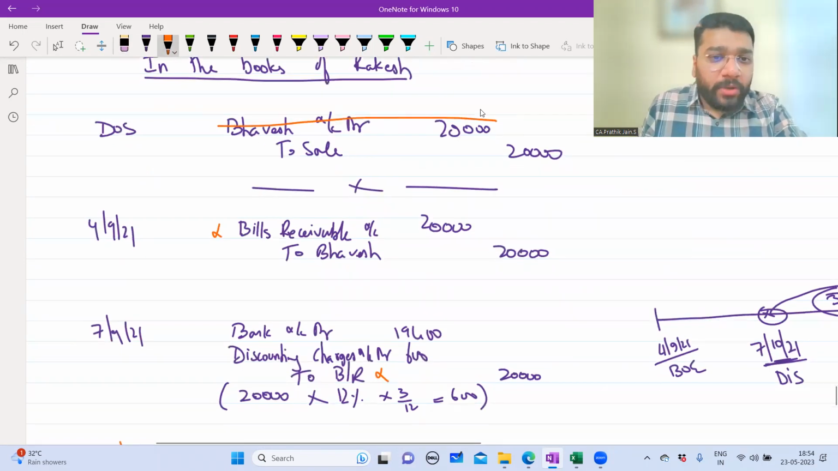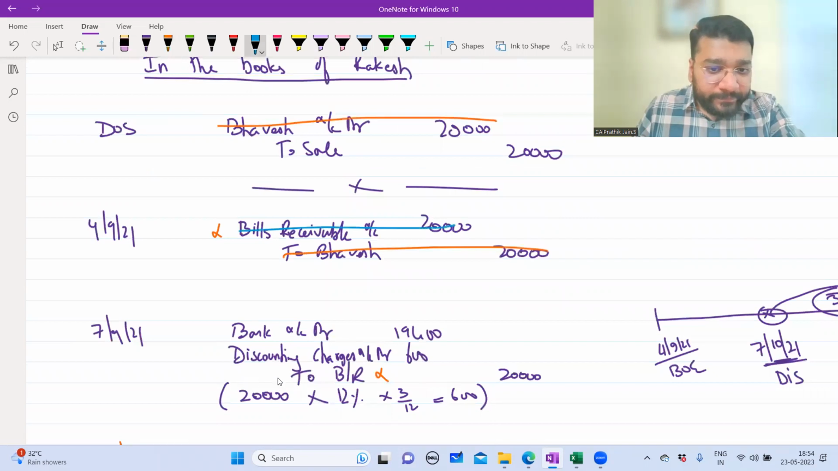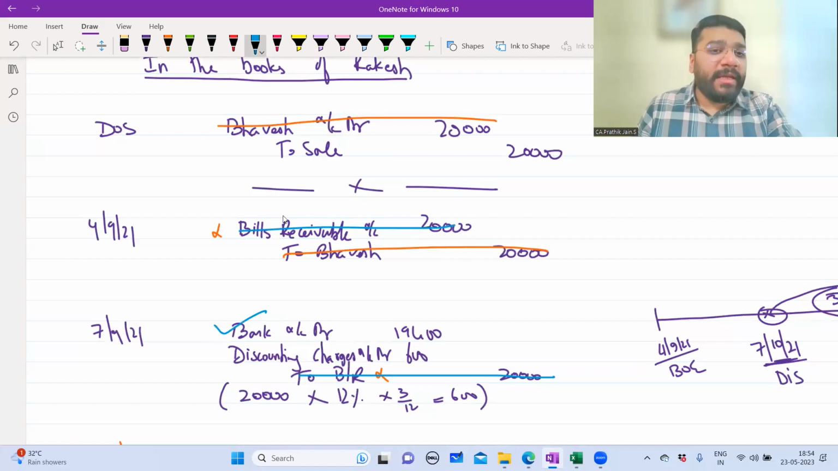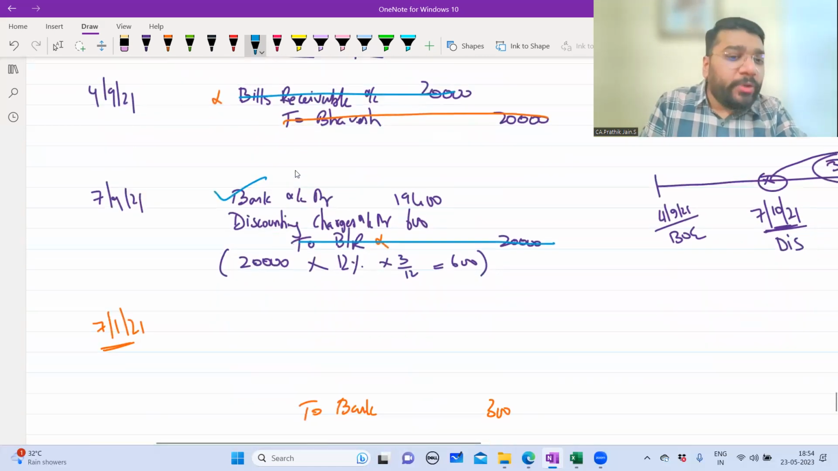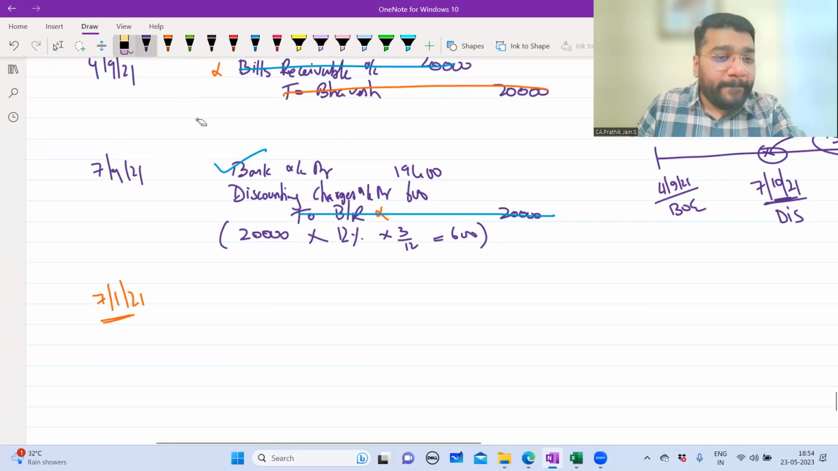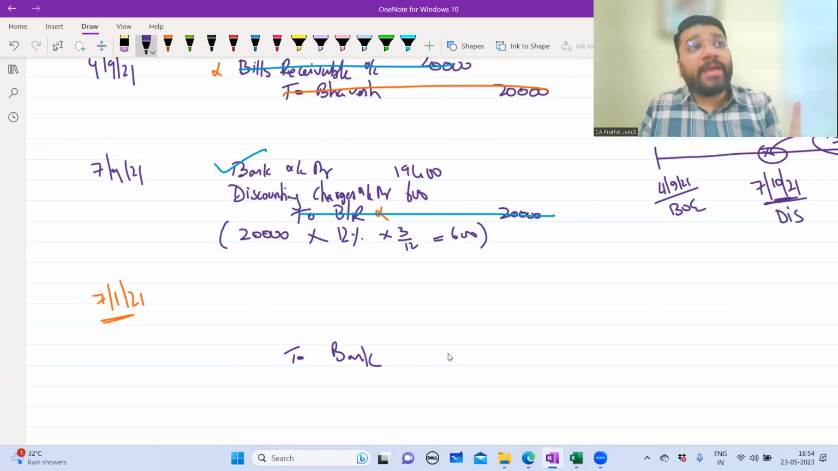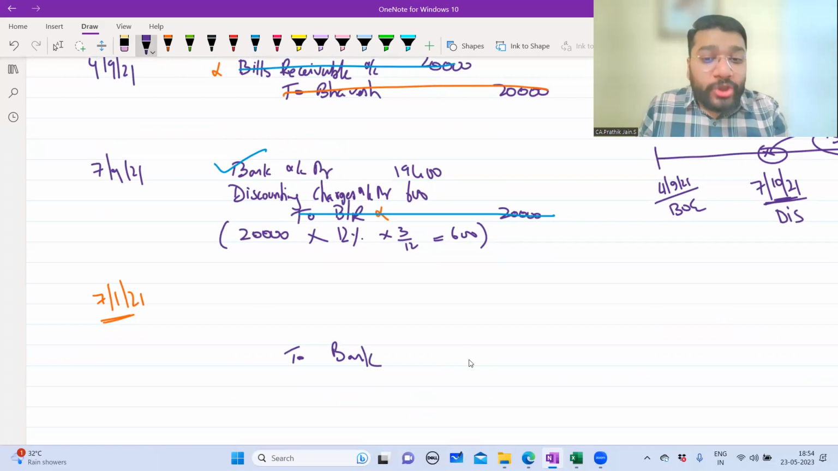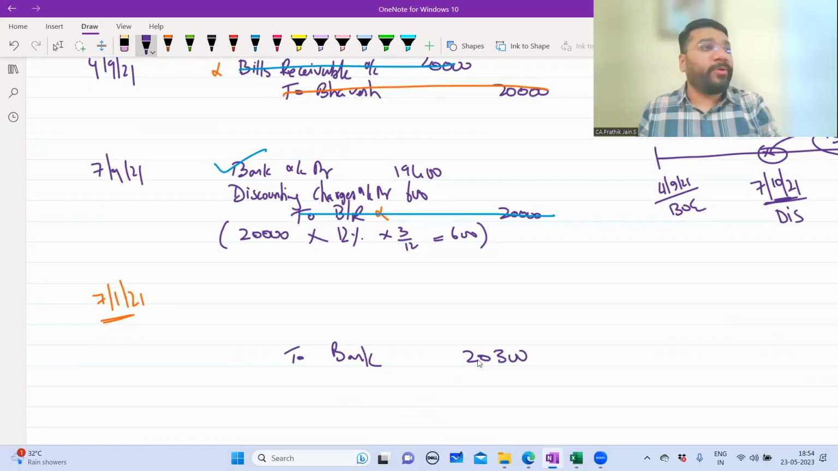Guys, Bhavesh account is knocked off here. Bills receivable account is knocked off here. Correct? Now, you have already received the money for the sale. But on the due date, the bill is not honored. So banker will take money directly from your bank account. So from your bank account, how much money will totally go out? To bank, it will be 20,000. So banker will take 20,000 towards the bill value plus 300 for the noting charges he has paid. So 20,300 rupees he'll take from your bank account.